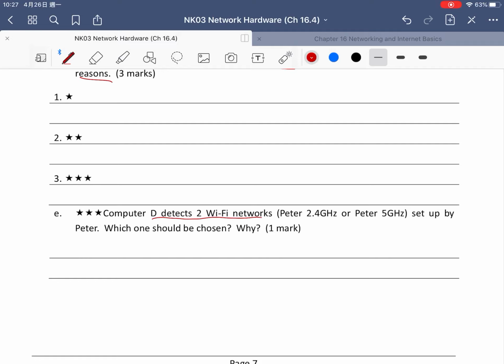So the computer did detect a Wi-Fi network, 2.4 gigahertz and 5 gigahertz, set by Peter. Which one should he choose? Why? So it all depends on the need. For the 2.4, it is a longer transmission distance. 5 gigahertz has a higher transmission speed. So you can choose whatever you like.